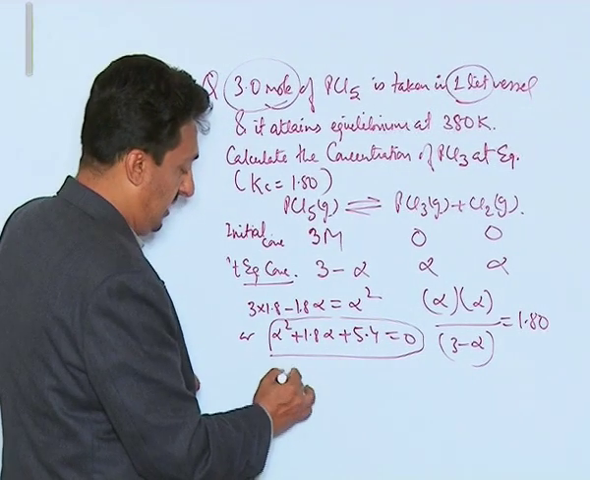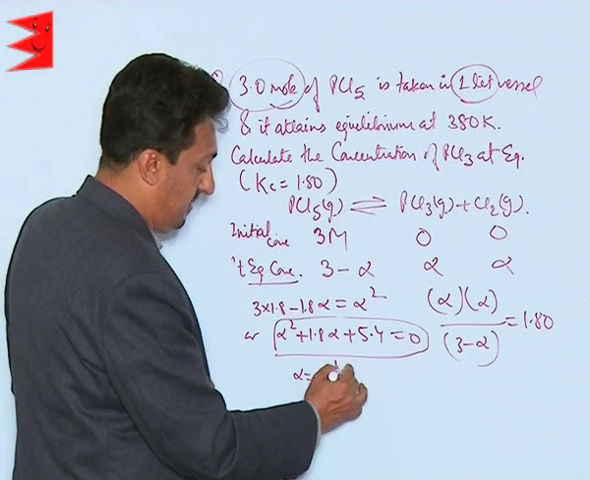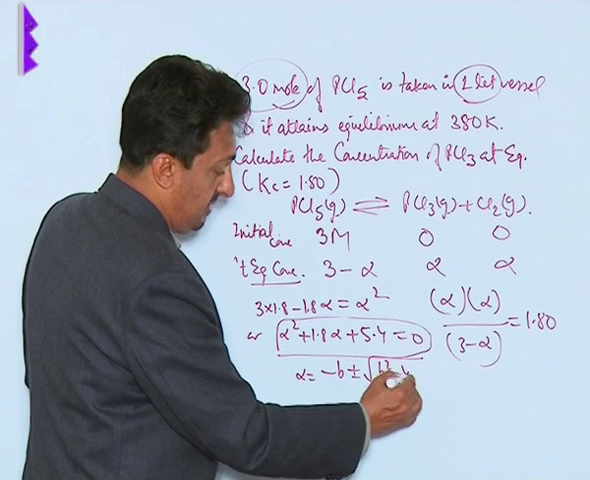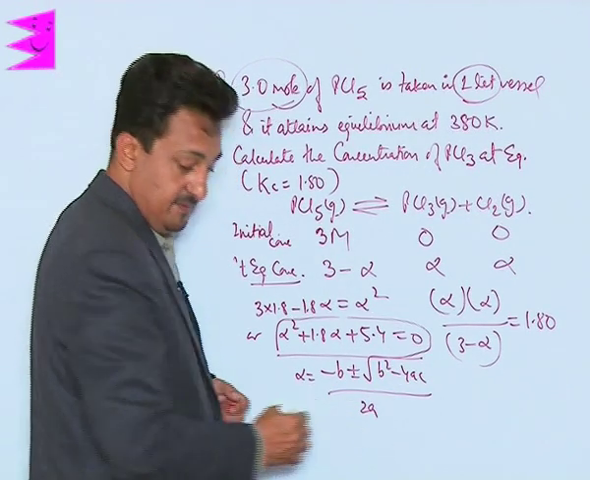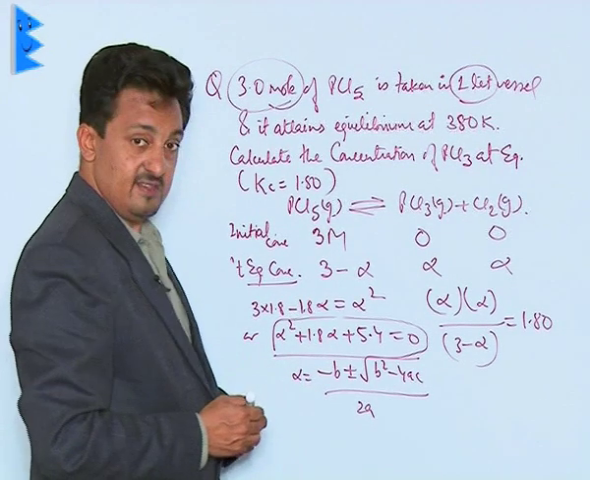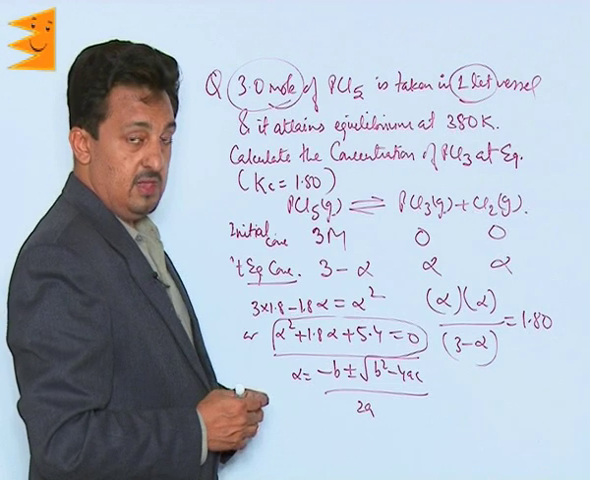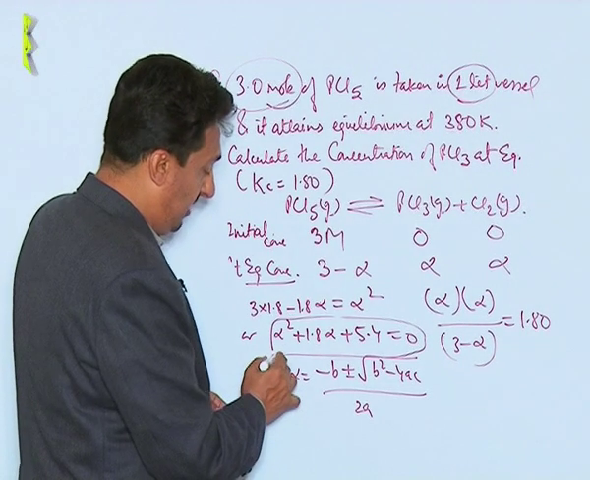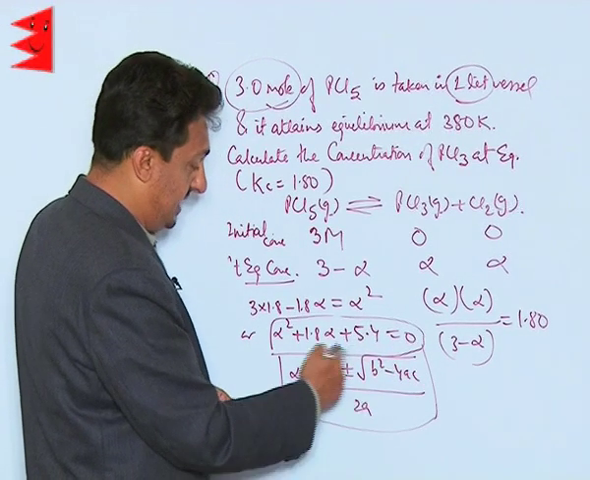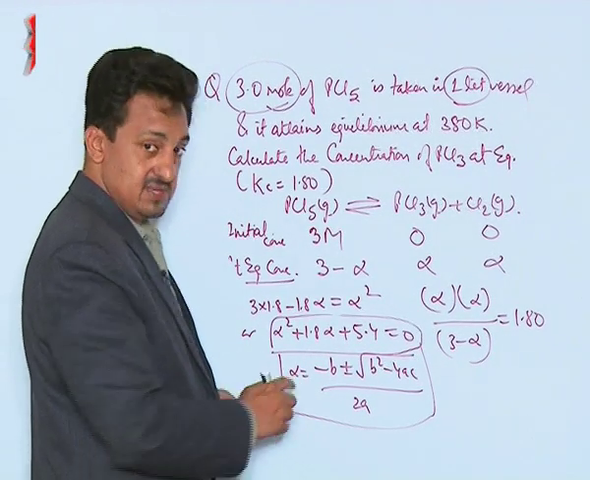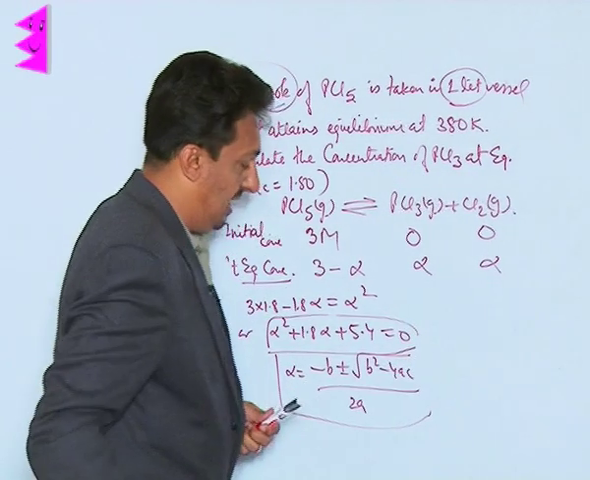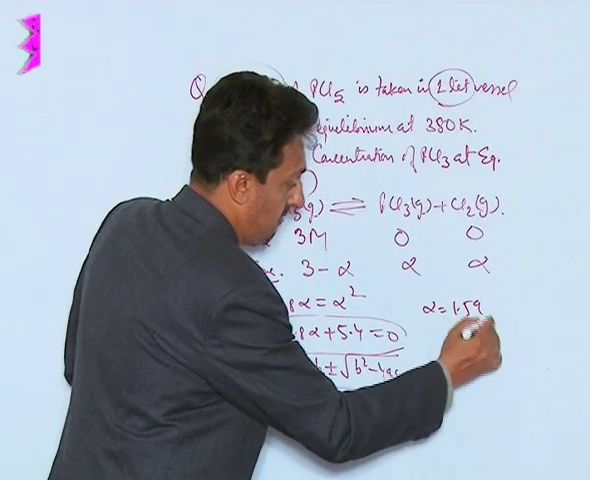And you know how to find this out. This alpha will be solved by the equation minus b plus minus under root of b square minus 4ac upon 2a. So this kind of formula is to be used here in this case, which you have been using in your mathematics. By putting the values of a, b and c in this equation, we can find out what exactly this alpha is. And when we solve this, the alpha comes out to be 1.59.